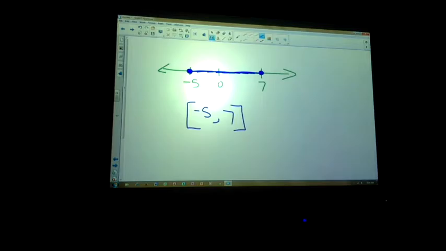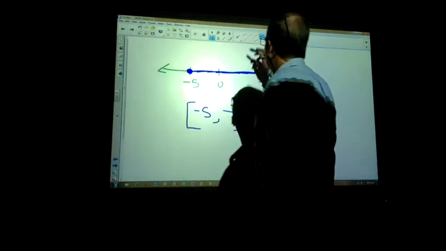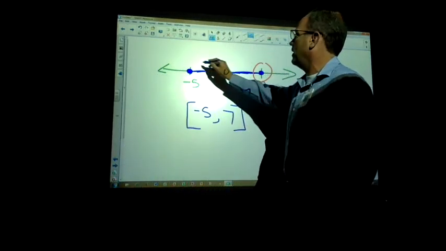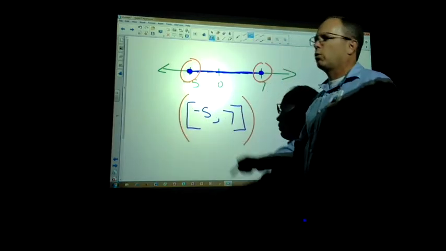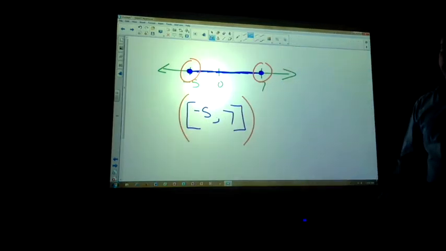Wait, so what if it's both open? Well, why don't we do that on the next one? Wait, but could the open dots go through? No, the difference is, so let's say this was an open dot and this was an open dot. The only difference on the problem is this: parentheses, not square brackets. That's the difference. That's it.